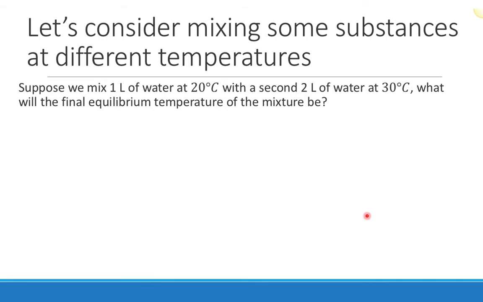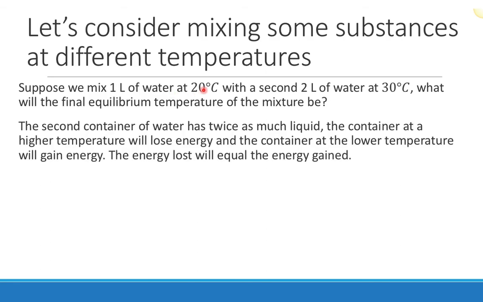Suppose we mix 1 liter of 20 degrees Celsius water with 2 liters of water at 30 degrees Celsius. What will the final equilibrium temperature be? So now I have more warm water than I have cold water. It's not going to be halfway between anymore. The second container of water has twice as much liquid in it. So the container at the higher temperature will lose energy, and the container at the lower temperature will gain energy.